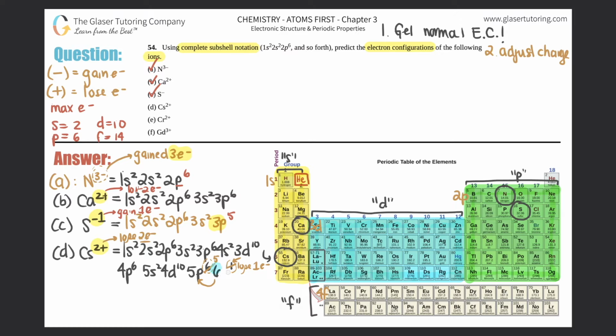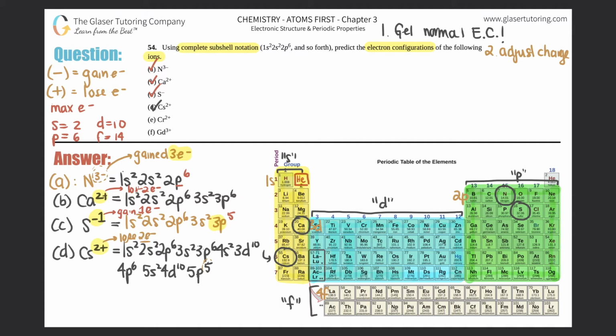So if I can just erase all of this and leave it as a 5p5, that would be the answer. 5p5, and that's the answer for Cs2+.